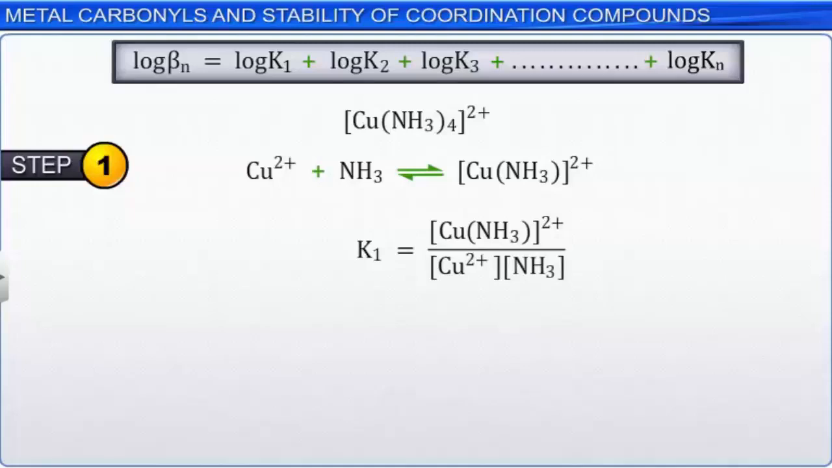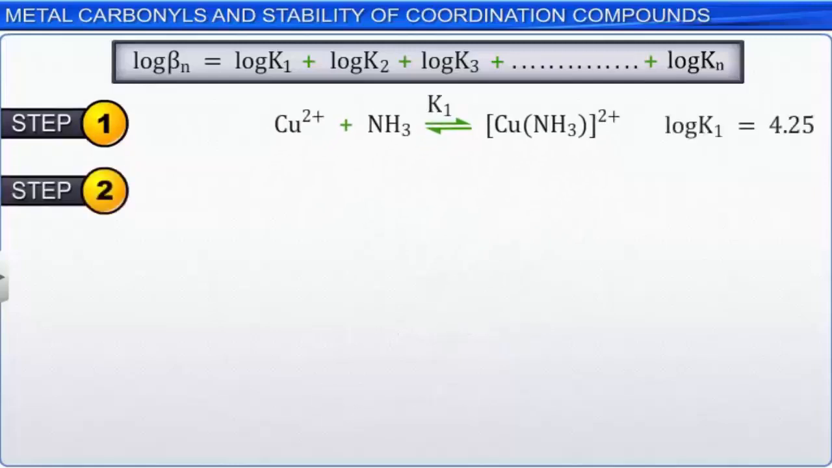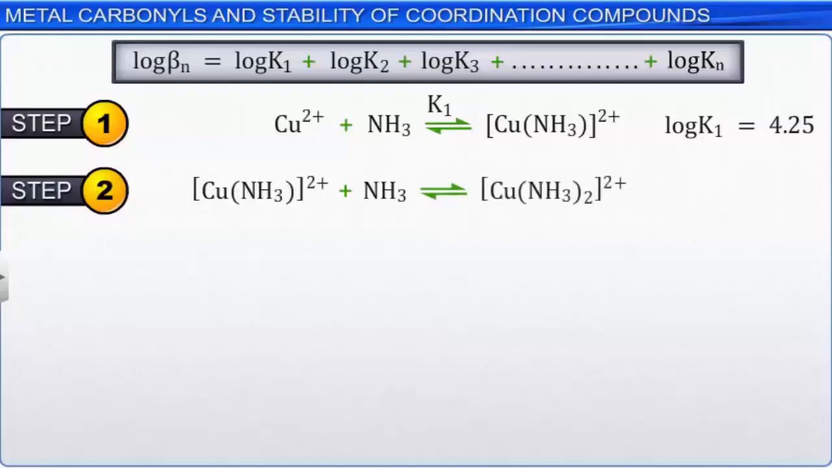The second step can be written as [Cu(NH3)]2+ plus NH3 in equilibrium with [Cu(NH3)2]2+. The stability constant for this step may be written as concentration of [Cu(NH3)2]2+ divided by the product of the concentrations of [Cu(NH3)]2+ and NH3. Its value is log 3.61. The other two steps of the addition of ammonia ligands and their stepwise stability constants are as shown.